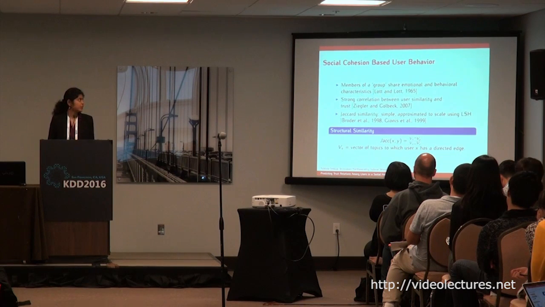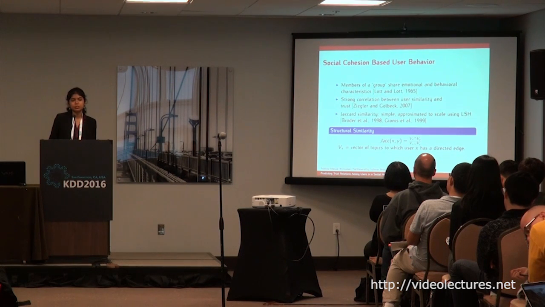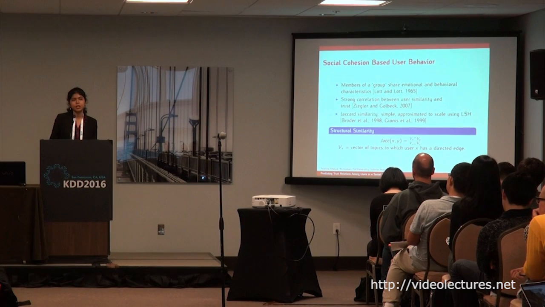The next factor contributing to trust that we consider is user behavior based on social cohesion. This finds support in the social theory of cohesiveness, which states that members of a group share emotional and behavioral characteristics. Also in computer science, a strong correlation has been established between similarity of users and trust. So if two users are similar to each other, they share the same emotional and behavioral characteristics, then they're likely to trust each other as well.